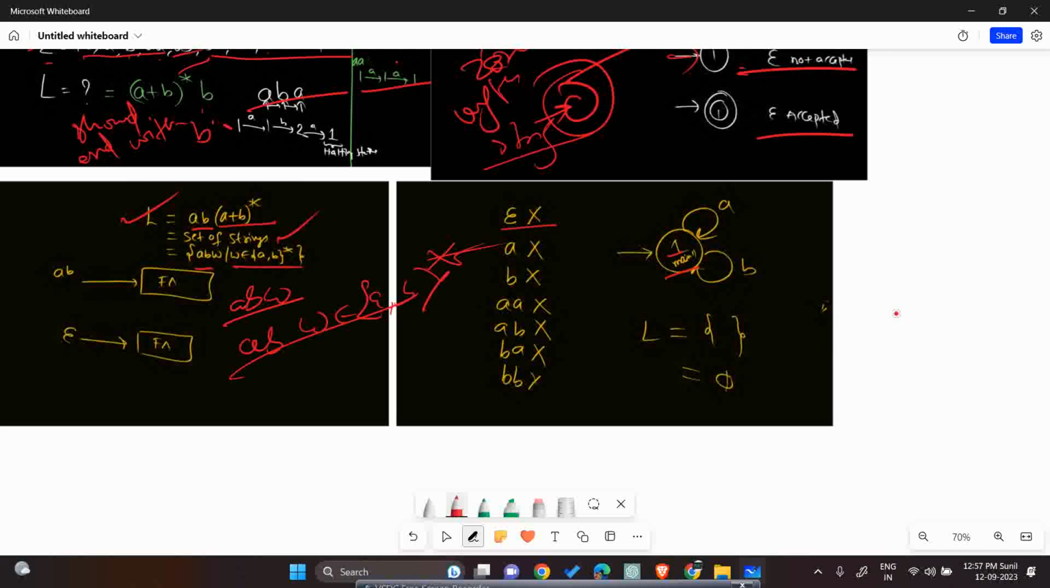So execution starts with this. Epsilon x. It will accept AX, BX, AAX, ABX, BX, BBX. All the strings, it can accept. The empty string. Fine. This is the empty set, which is phi.